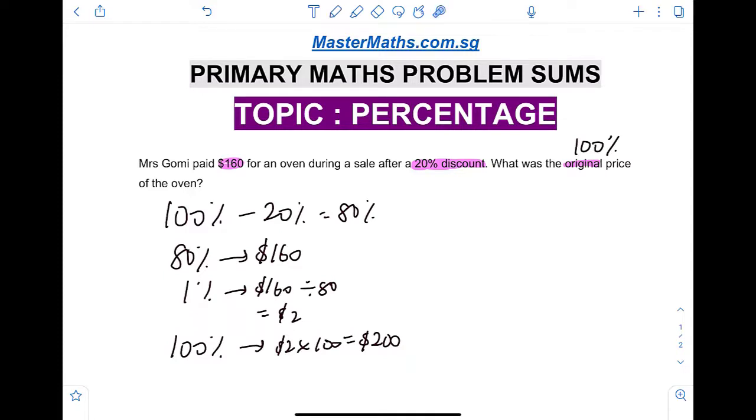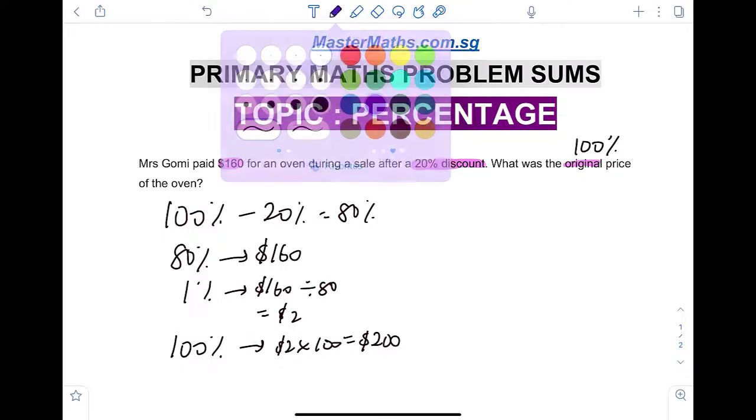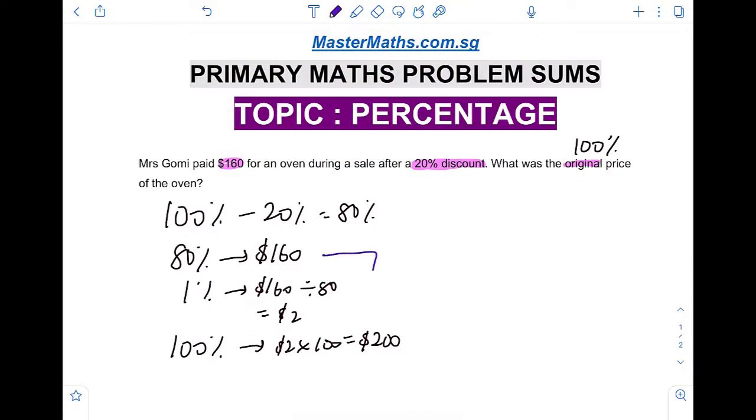Now, if you want, from here, instead of finding 1%, you can find 10%. Divide by 8 instead. And then you find 100% by times 10.